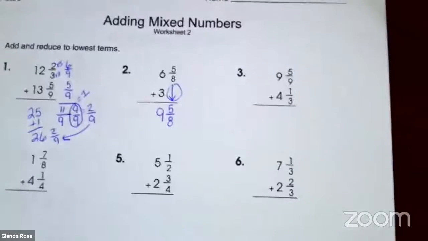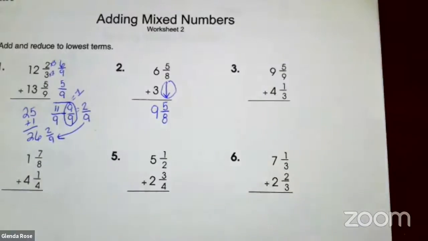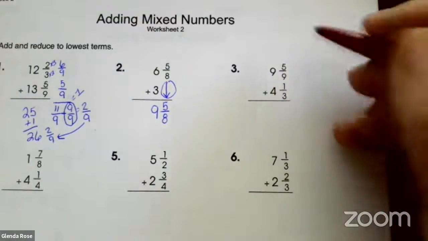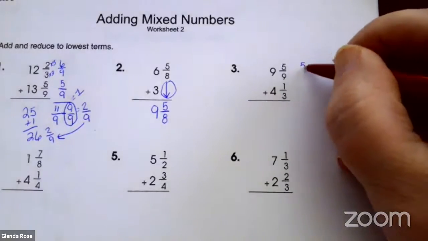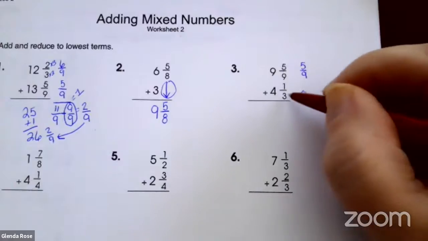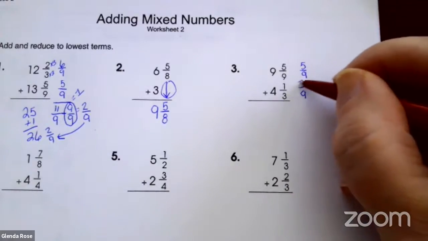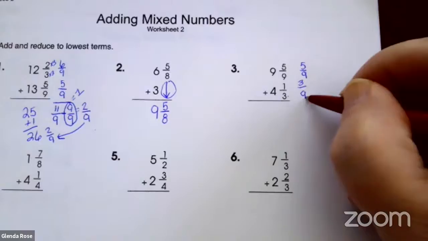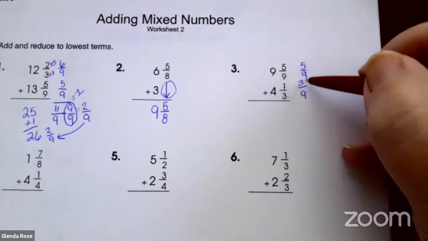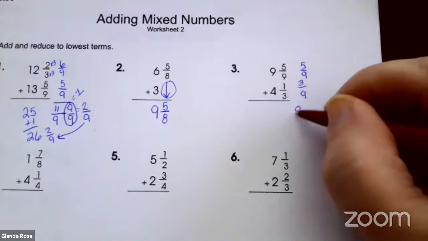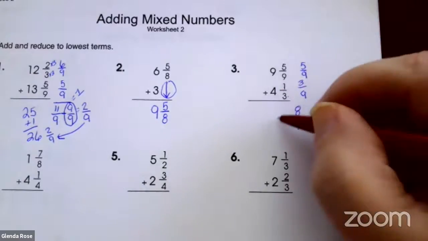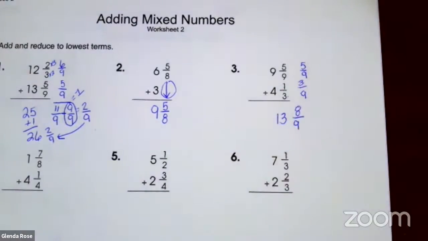Okay, let's go on to number 3. 9 and 3 are different, but 9 is a multiple of 3, so we'll put 5 over 9. 3 times 3 is 9, so 1 times 3 is 3. Remember, I multiply by 3 to get to 9 here. I multiply 1 by 3 on top as well. 5 plus 3 is 8. So it's 8/9. And add my whole numbers. 9 plus 4 is 13.